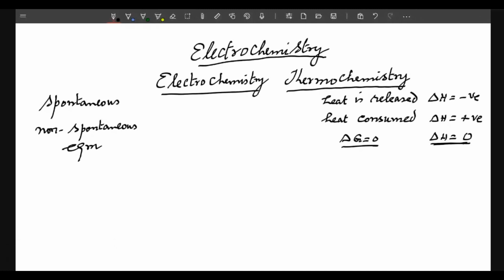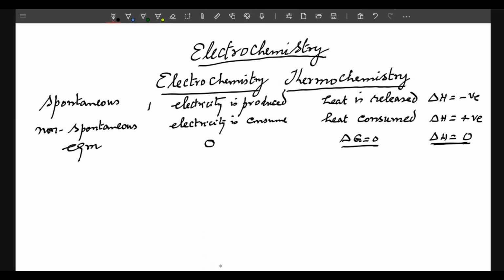Due to some reactions, electricity may be produced. In which cases is it produced? In a spontaneous reaction, electricity is produced. That is, the system is doing work on the surroundings. Just like in thermochemistry, where heat is produced, here electricity is produced. In a non-spontaneous process, electricity is consumed. And in an equilibrium reaction, there is no electricity at all, it is zero.